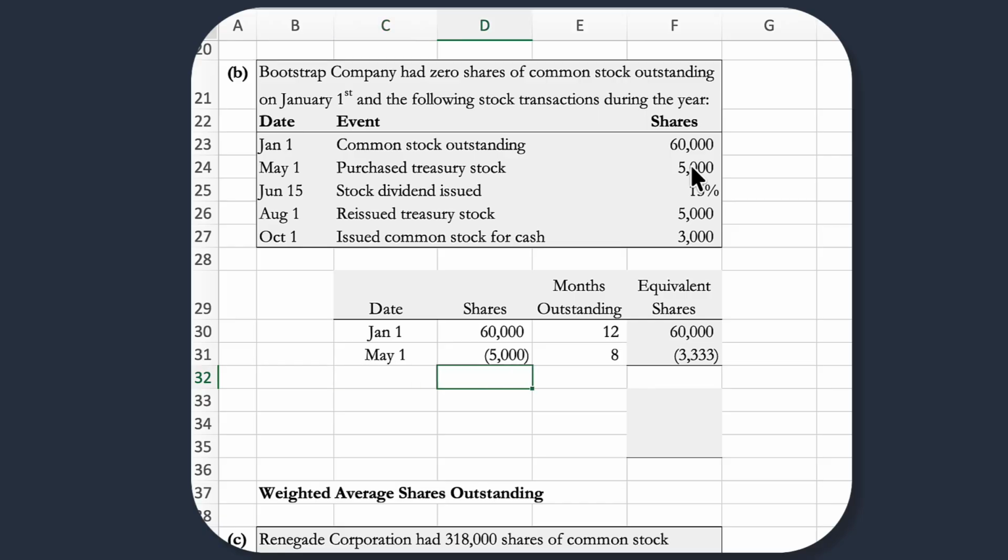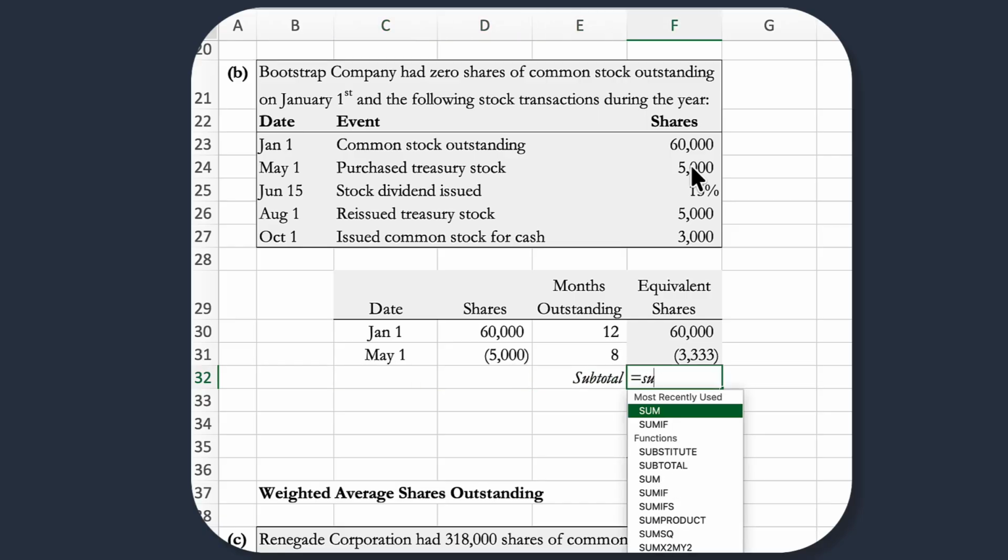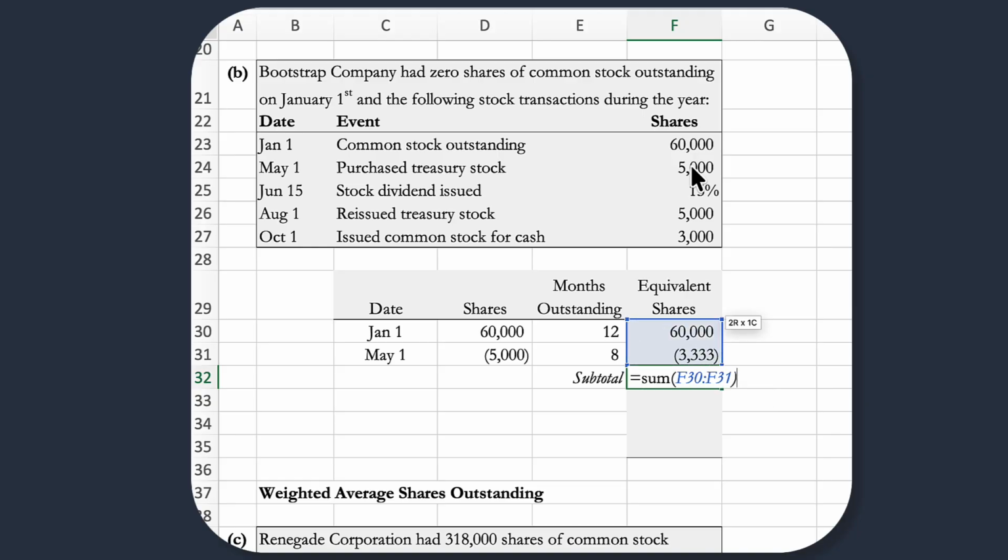So whenever we have a stock dividend or a split, we subtotal, because we're going to assume that all of these shares that were outstanding for the earlier parts of the year are the shares that would have this additional 15% of shares added to that. So I'll call this a stock dividend here. And all I do is take that subtotal and multiply it by 1.15 for the additional 15%.